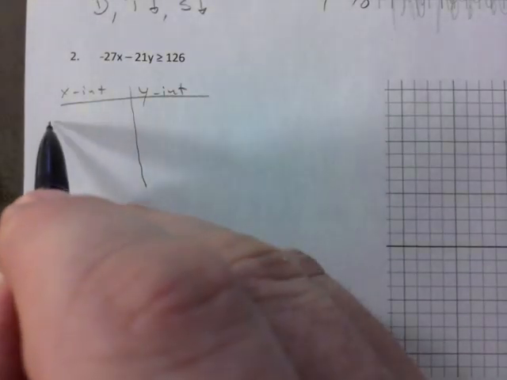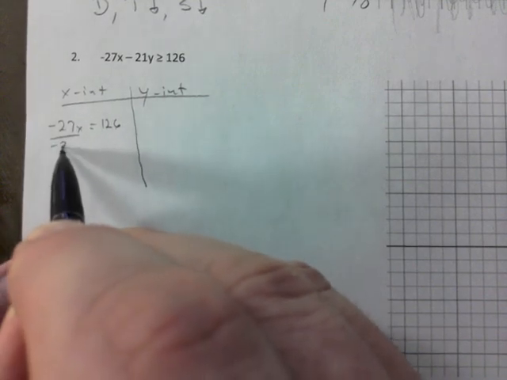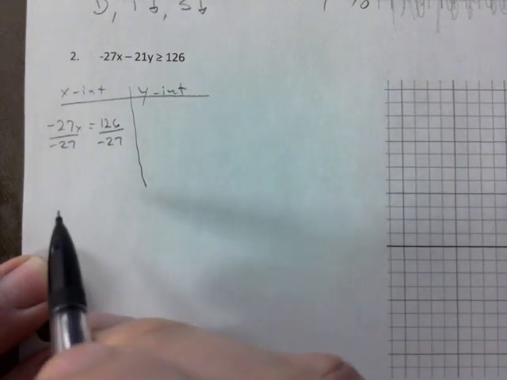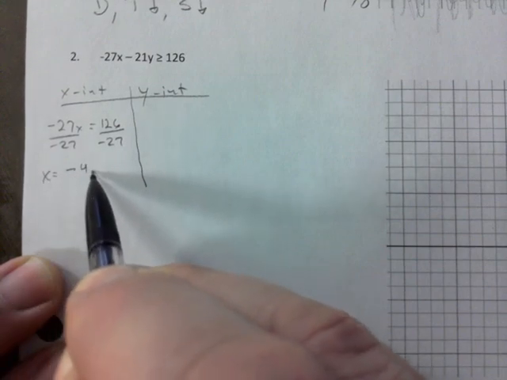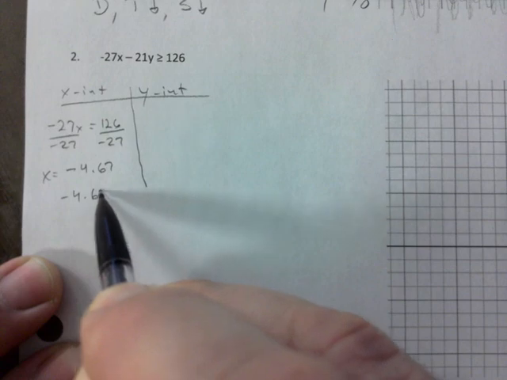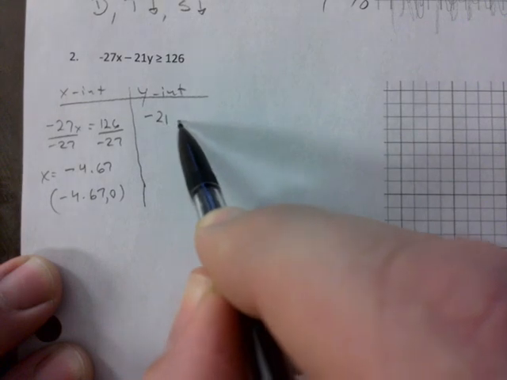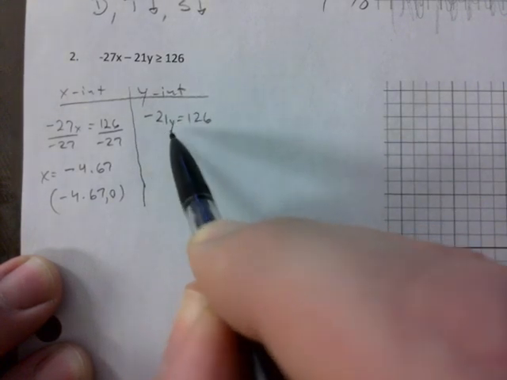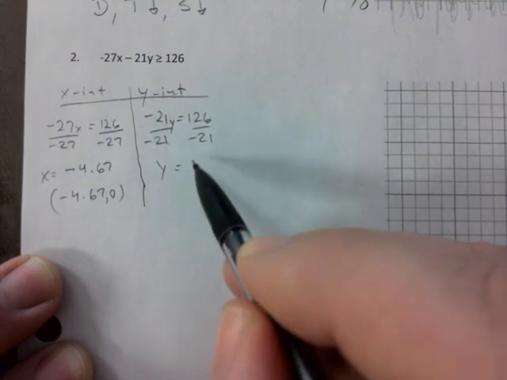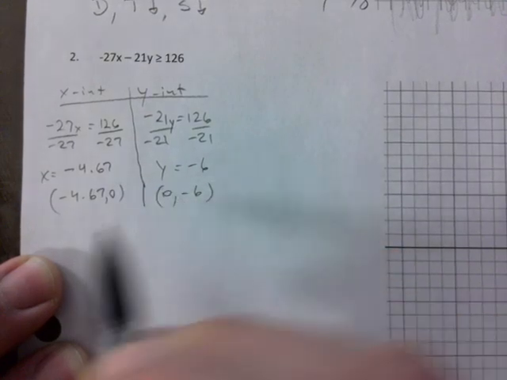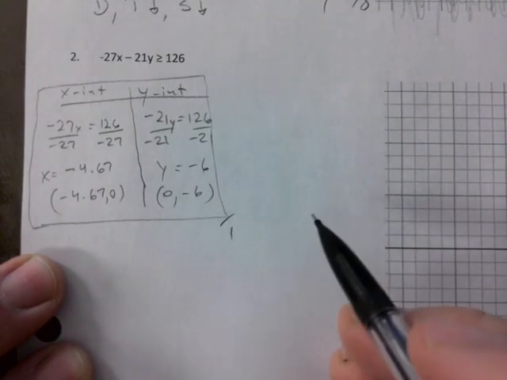There we go. And so you would have negative 27x is equal to 126. Divide both sides by negative 27. Remember, you're finding the intercepts of the boundary line. That ends up being x is equal to negative 4.67, so it's negative 4.67, 0. That's a point. Next would be negative 21y is equal to 126. Sorry, that's a y there. Divide both sides by negative 21. Y is equal to negative 6, exactly. So it's 0, negative 6. So 1 mark for the whole thing. Right, you get a mark for having that done correctly.